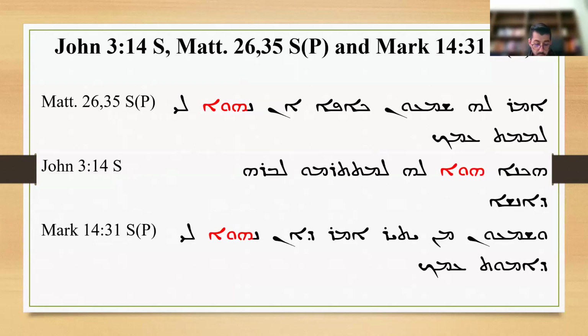In Mark 14:31 S and Matthew 26:35 S, day is also translated, as you can see, with the verb chva, like in John 3:14 S, although the constructions used in the texts discussed are not exactly the same. In these three texts, however, day does not have the same shade of meaning, since in Mark 14:31 and Matthew 26:35, day simply expresses Peter's readiness to die with Jesus.